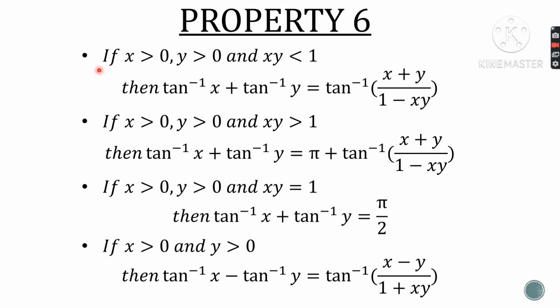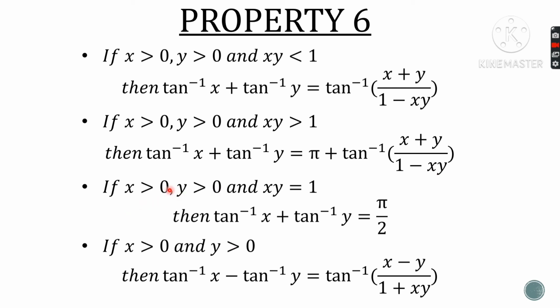Then property number 6. It says if x is greater than 0, y is greater than 0 and product xy is less than 1, then tan inverse x plus tan inverse y is equal to tan inverse of x plus y upon 1 minus xy. Next, if x is greater than 0, y is greater than 0, but this product xy is greater than 1, then tan inverse of x plus tan inverse of y is equal to pi plus tan inverse of x plus y upon 1 minus xy.